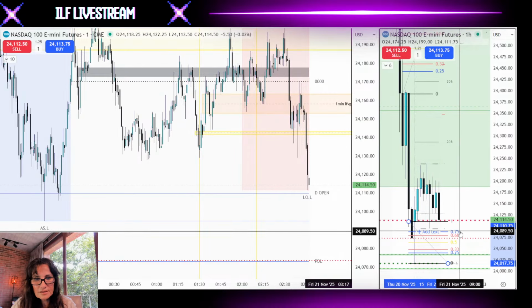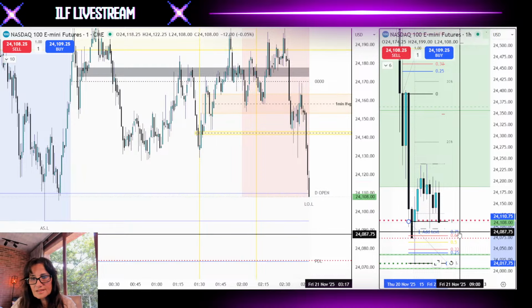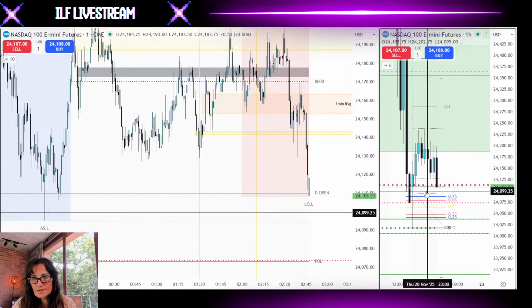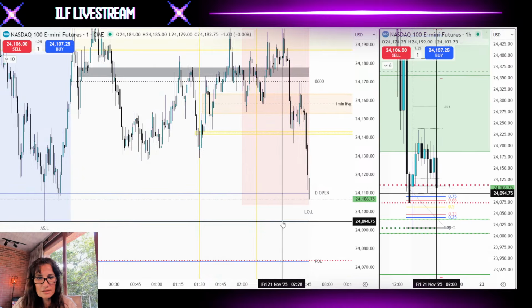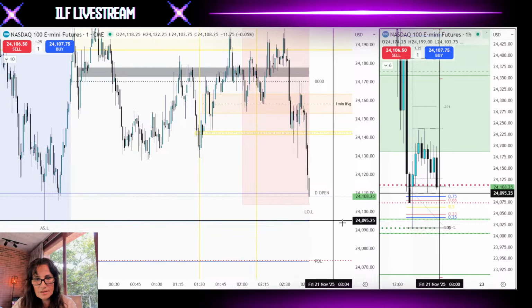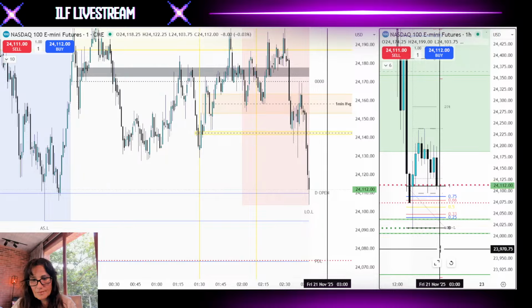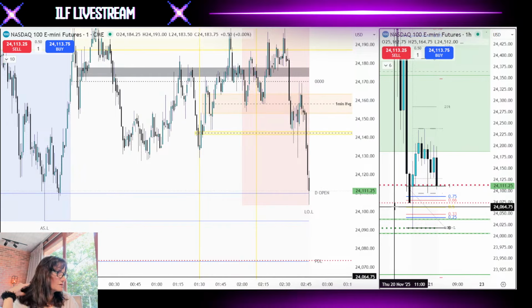Now let's see if we can get that move to the downside. This is actually below the Asia low though, so it might be this wick. Yeah, see, it's going. But I would still be careful now.